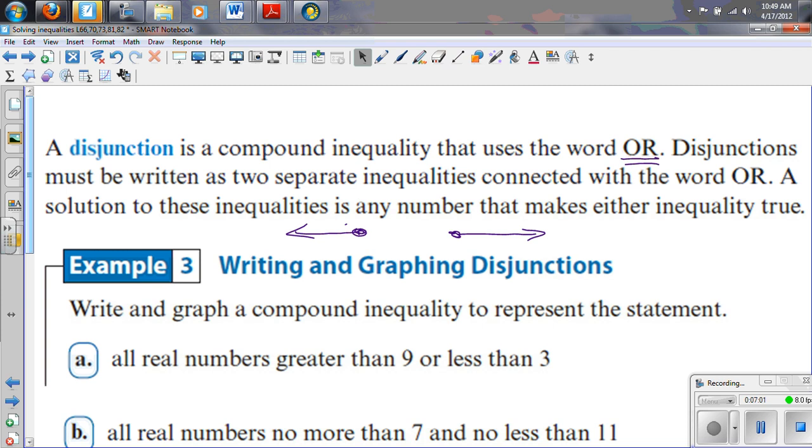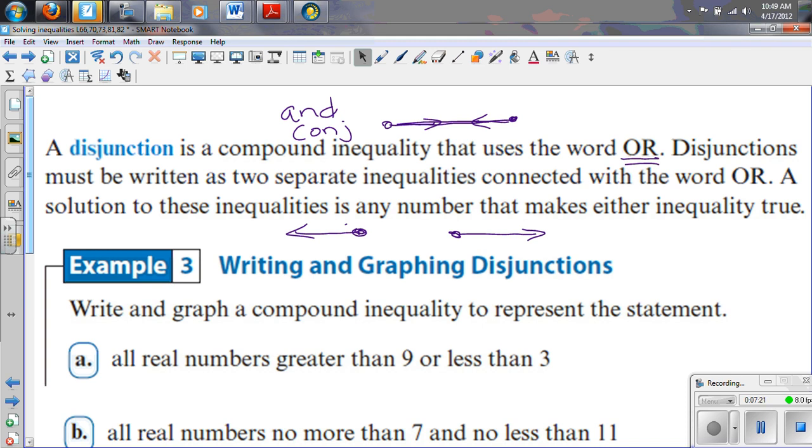When we talk about conjunction, we're talking about them going towards each other and where they're crossing, or where they're meeting up, actually. So we're talking about the in-between. And when we talk about disjunction, we're talking about away from.